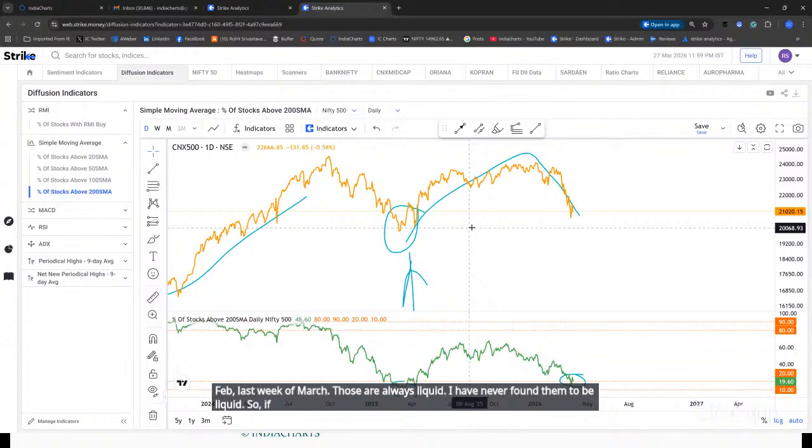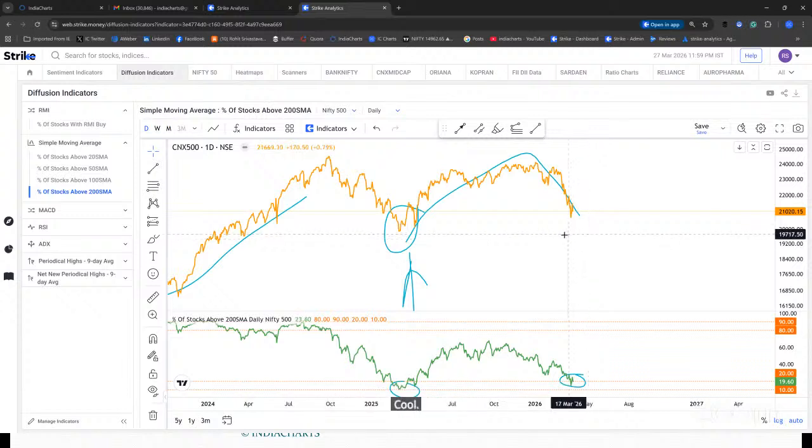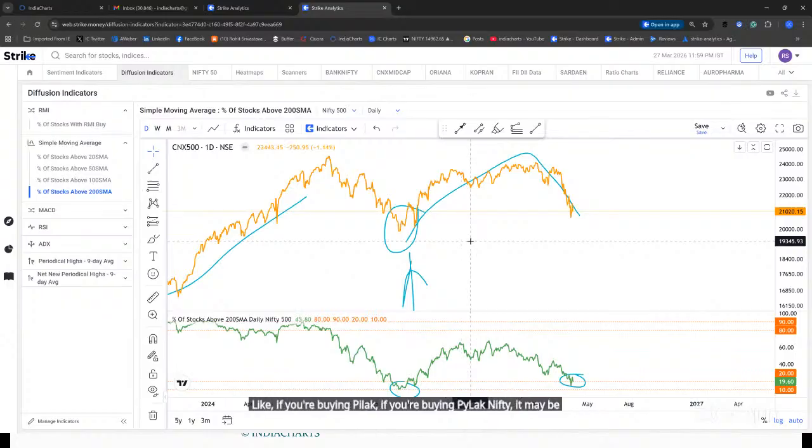I have never found them to be illiquid. So if you tell me now 30th April options, they are very, very liquid. How much are you buying? If you're buying 5 lakh Nifty, it may be difficult for you. If you're buying 1000 Nifty and you tell me it is difficult, I have a problem.